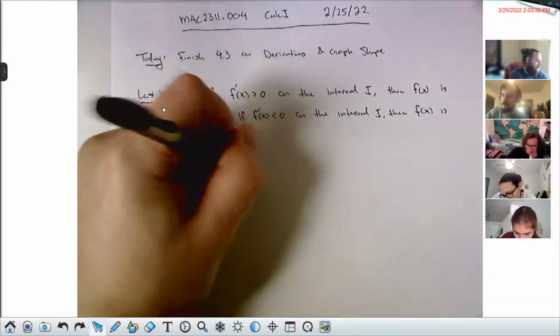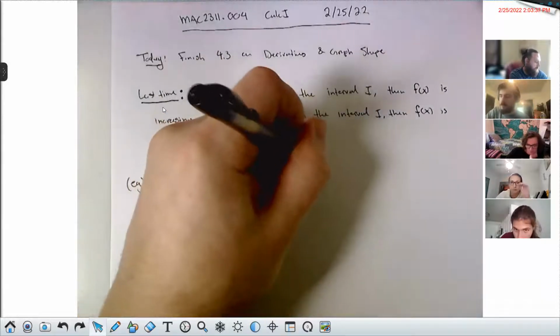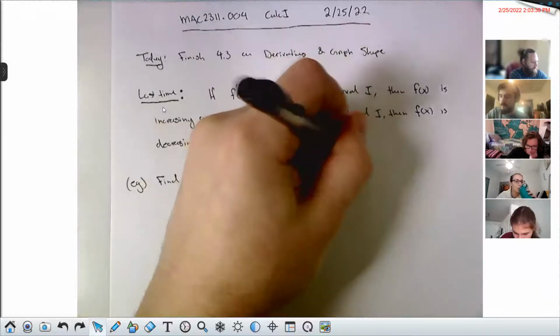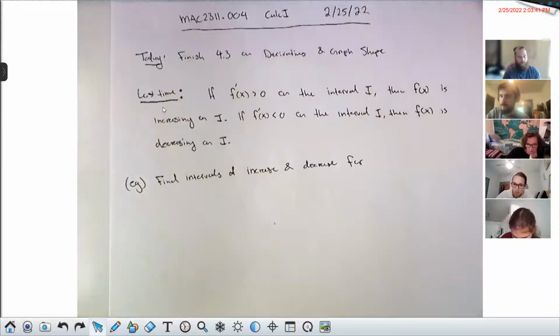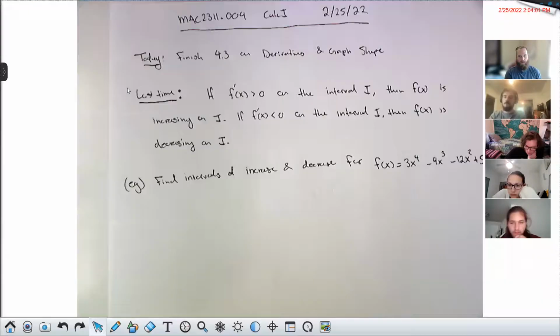The example we were looking at, we wanted to find intervals of increase and decrease for, and the function was a fourth degree polynomial. f of x equals 3x to the 4 minus 4x cubed minus 12x squared plus 5.